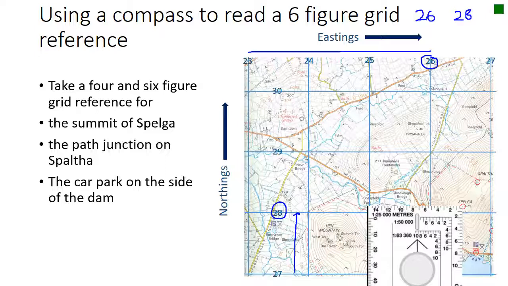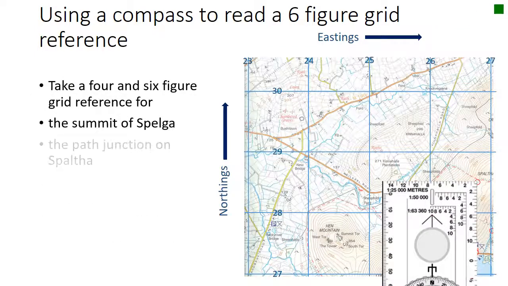Now, next thing, we read back along the compass. We can see it's just beyond the halfway mark between 4 and 6, so we'll call that a 5. And then on the way down, you see it hardly gets to the 1 mark. It's very close to 1, so we'll call it 1. So that gives us an overall 6-figure grid reference of 265281.